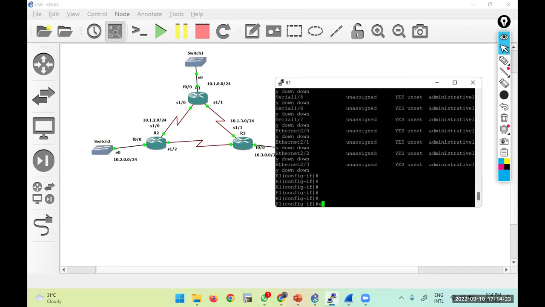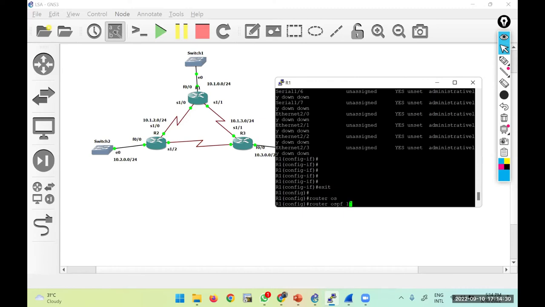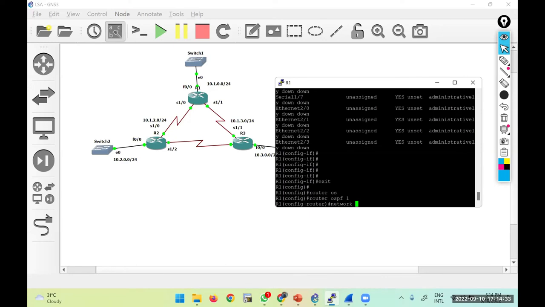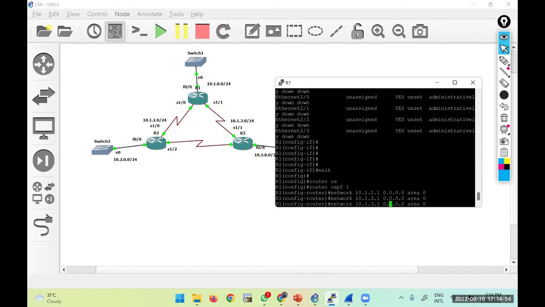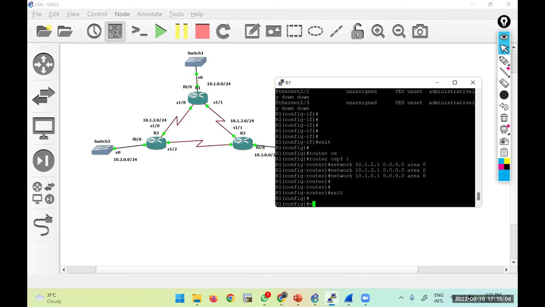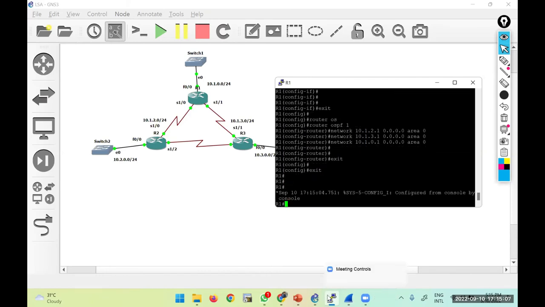To configure OSPF, we have to configure router ospf, and the process is 1. The network IP will be the interface IP. The first is 10.1.2.1 and the wildcard mask is quad 0, and the area is 0. Another IP is 10.1.3.1, same, and another IP is 10.1.0.1. So our router one configuration is done.